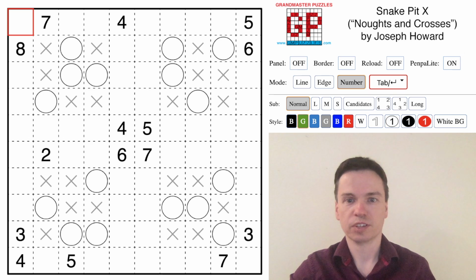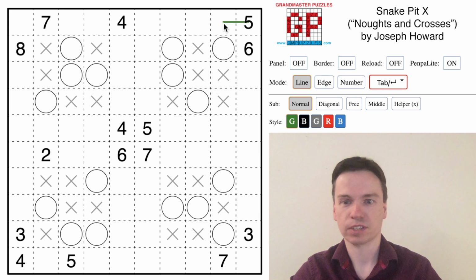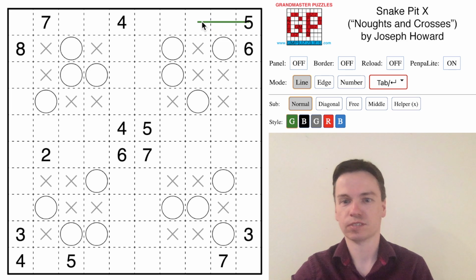We're here to talk through the Snake Pit X puzzle by Joseph Howard called Noughts and Crosses, for these tic-tac-toe games that are all draw games with 5 X's, 4 O's. One thing that the tic-tac-toe games are probably going to do is really have constraints around these snakes as they grow out. So one example is they'll limit where you can have endpoints of these things.